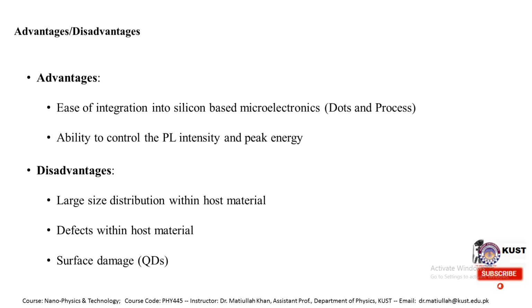So what are actually the advantages and disadvantages of this particular method? There is ease of integration into silicon based microelectronics, that is, the silicon dot and processor. It has the ability to control the PL intensity and peak energy. Some of the drawbacks, or demerits, of these materials are the large size distribution of the material within the host material. Defects are also present at the end, and surface damages are also possible in this particular method.